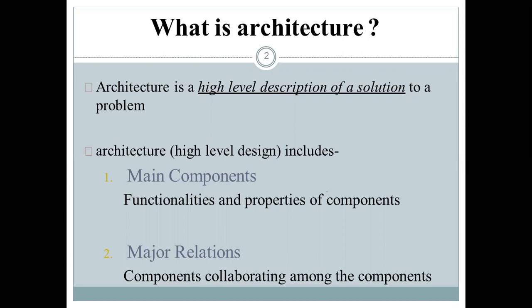That architecture, or that high level design, includes the main components and some major relations of that system. The main components, like functionalities and properties of components. So while designing architecture there are several components in there. These components include the functionalities and properties, the functionalities of the components within that system or the properties of those components. Then it includes some relations between components, some models or some modules that are there in that architecture.